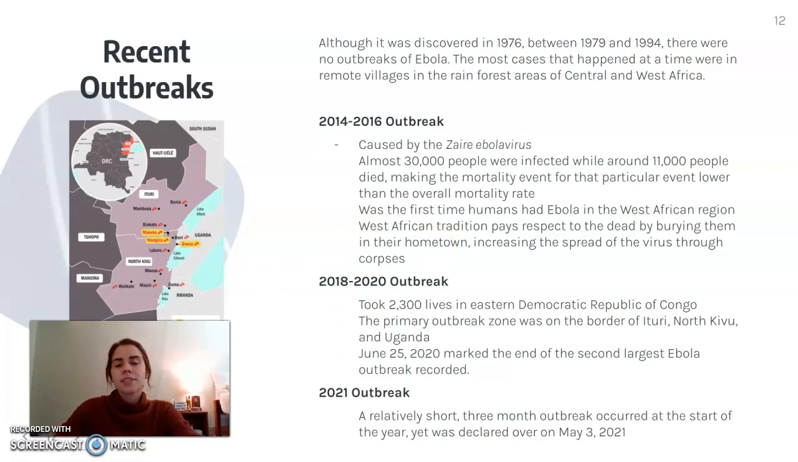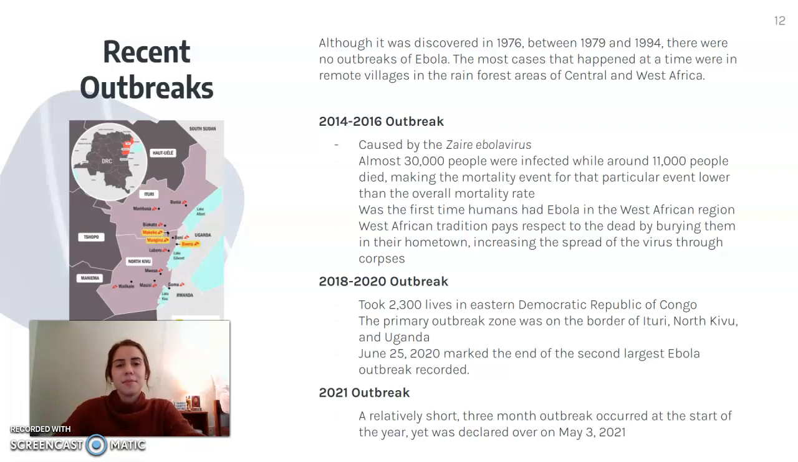So, recent outbreaks: although it was discovered in 1976, there were no major outbreaks of Ebola until about 2014. So this 2014 through 2016 outbreak was probably the biggest outbreak of Ebola, caused by the Zaire Ebola virus, which is again the most prominent in humans. Almost 30,000 people were infected, while about 1/3 of those people ended up passing away from Ebola, making the mortality rate for that particular event about 33%.